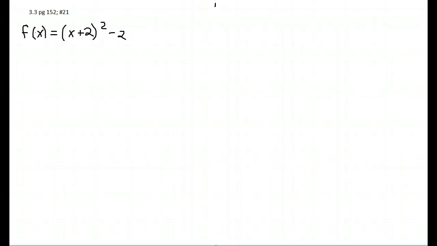The next problem we are doing is from Chapter 3, Section 3, page 152, problem number 21. We are given the problem f of x equals (x plus 2) quantity squared minus 2. Now this problem is in vertex form and we are told to graph. The first thing we do is we're going to identify our vertex.